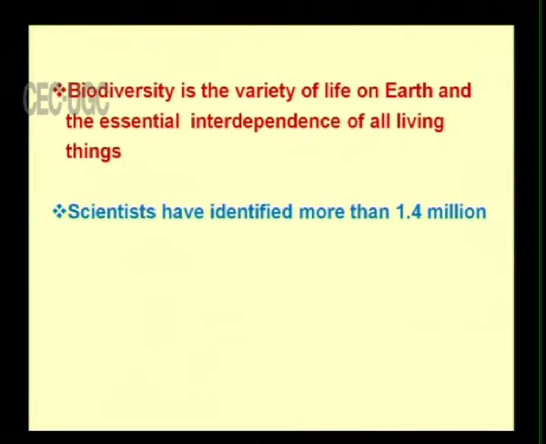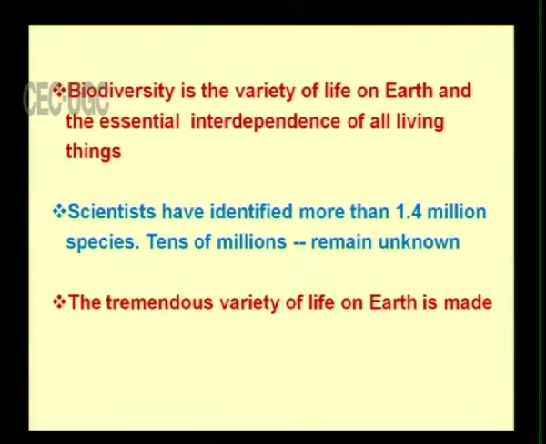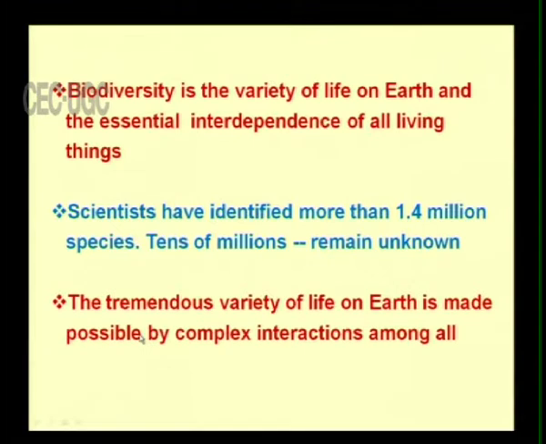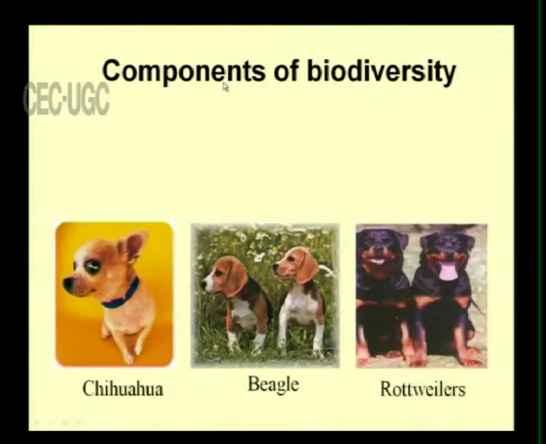The scientists have identified so far more than 1.4 million species, and tens of millions of species are still unknown. The tremendous variety of life on earth is made possible by complex interactions among all living things including the microorganisms. And therefore, only 1.4 million organisms have been found so far and some tens of millions are still unfound. And see what are the components of biodiversity?